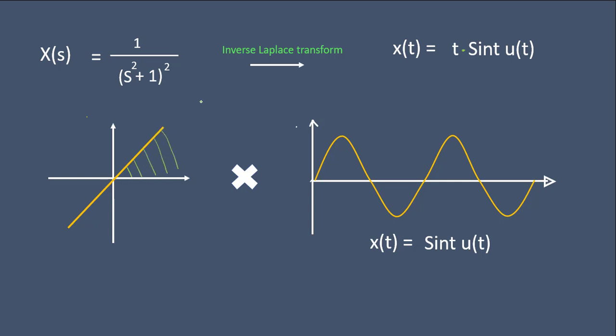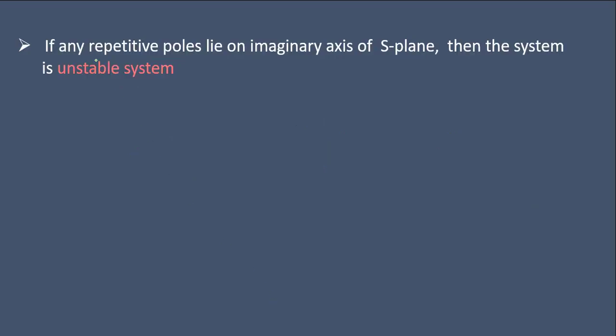The value goes on increasing. There is no finite value. So when these both signals are multiplied, the final result will be not absolutely integrable and an unbounded signal. Hence we can say the system will be an unstable system. So if there are repetitive poles lying on the imaginary axis of the S-plane, then the system is unstable.